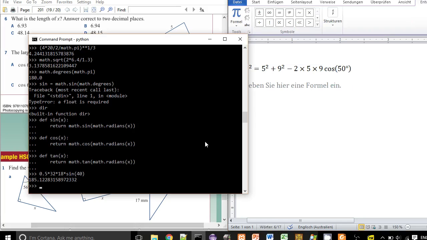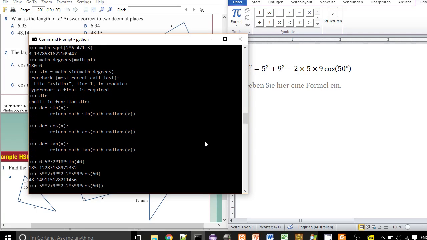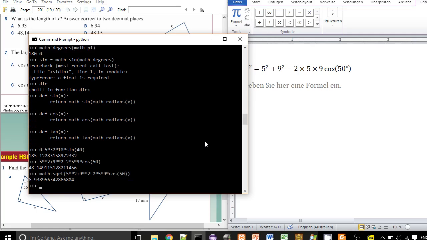So let's try that. 5 squared plus 9 squared minus 2 times 5 times 9 times cos 50. Now whatever that is, 48.14, square root it. So math does square root. Okay, so I get 6.94 or so.